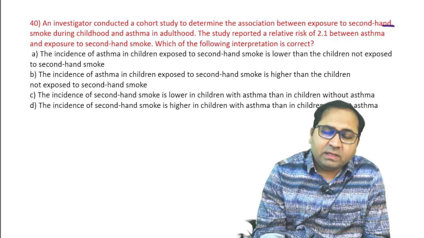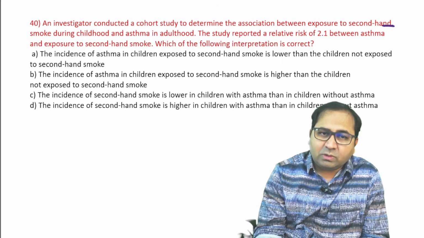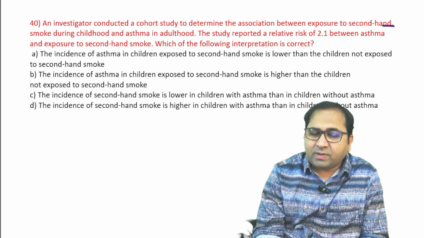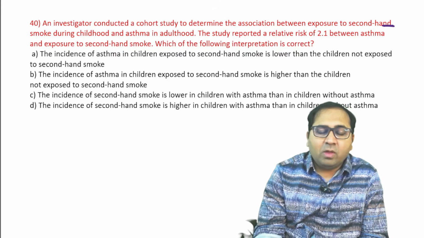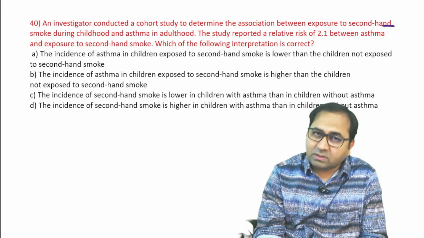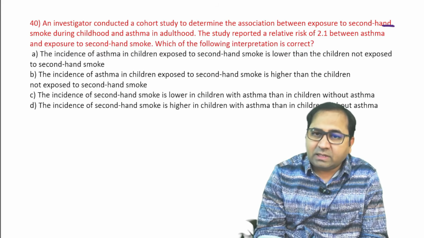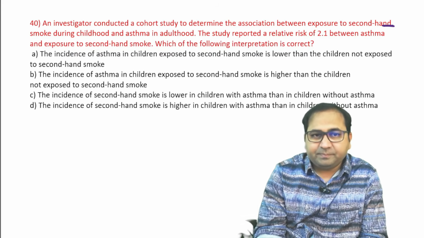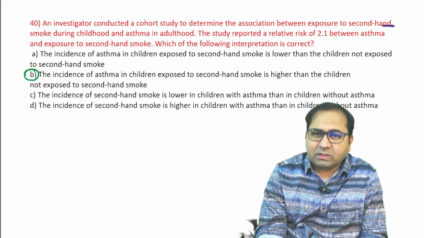Options are A, the incidence of asthma in children exposed to second-hand smoke is lower than the children not exposed to second-hand smoke. Or B, the incidence of asthma in children exposed to second-hand smoke is higher than the children not exposed. Or option C, the incidence of second-hand smoke is lower in children with asthma than in children without asthma. Or option D, the incidence of second-hand smoke is higher in children with asthma than in children without asthma. Very big question. And the answer for this question is option number B. That is, the incidence of asthma in children exposed to second-hand smoke is higher than the children not exposed to second-hand smoke.